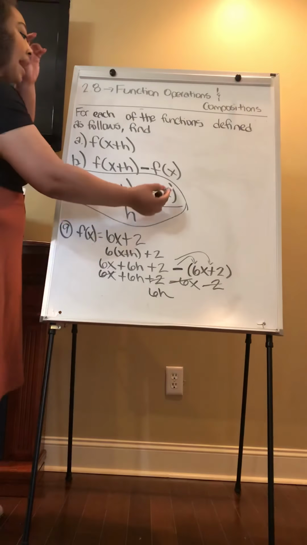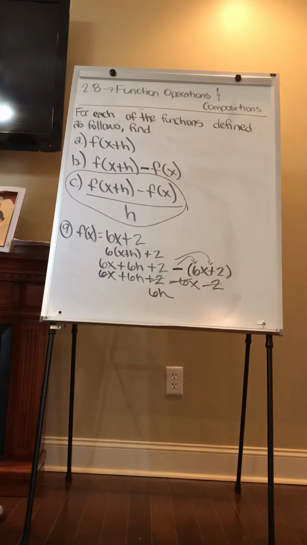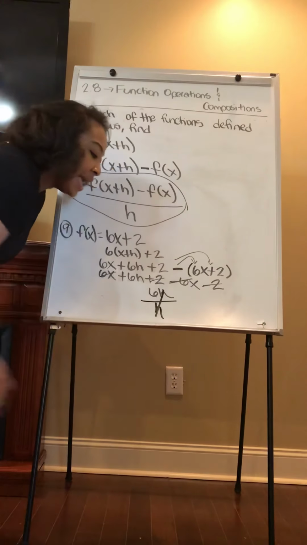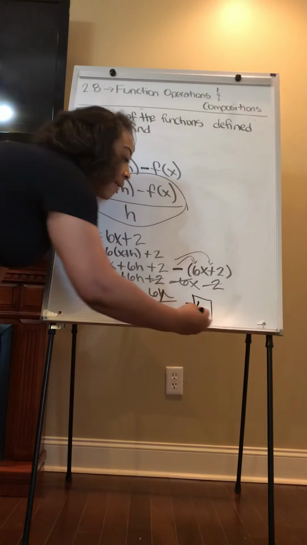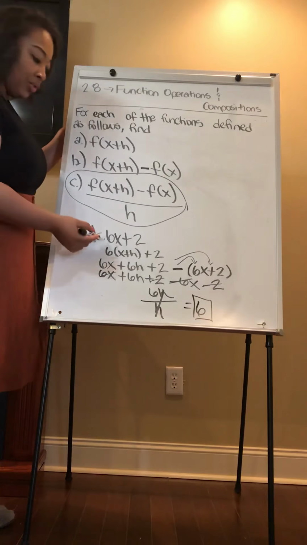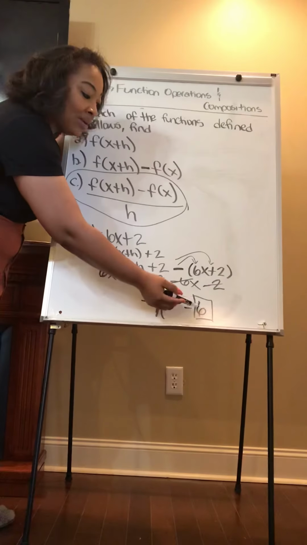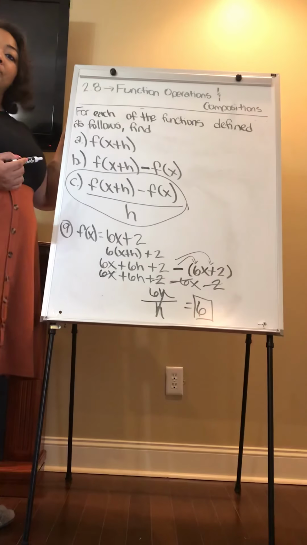Now, C says take what you did for B, and the last step is to divide by h. Well, if you divide by h, the h's cancel, and you're left with 6. This is just a proof, you could say, to prove the coefficient that's on x. So you should always end with the number that should be the number in front of your x term. Okay?